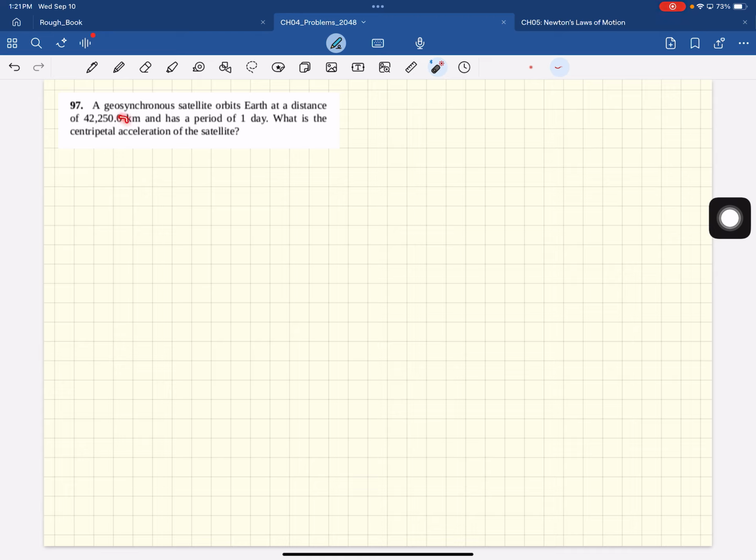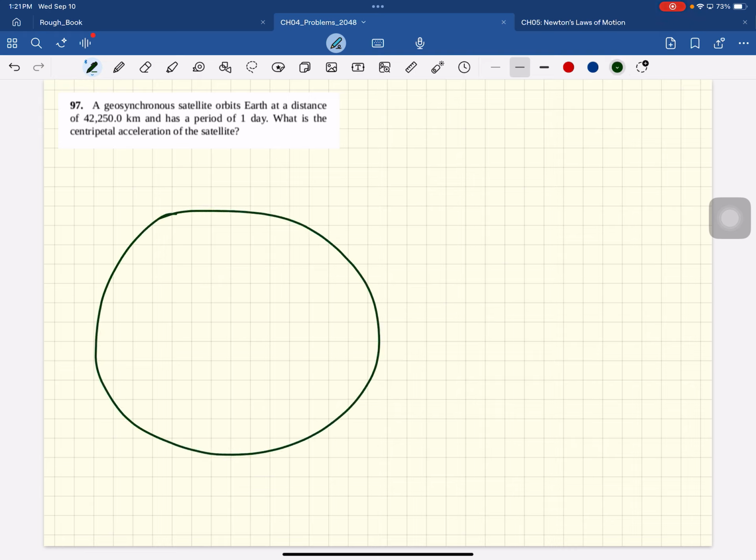All right, so a geosynchronous satellite orbits Earth at a distance of 42,250 kilometers. Okay. So the radius of the Earth is 6,400 kilometers, and this radius is 42,250 kilometers. With a period of 1 day, what is the centripetal acceleration of the satellite?